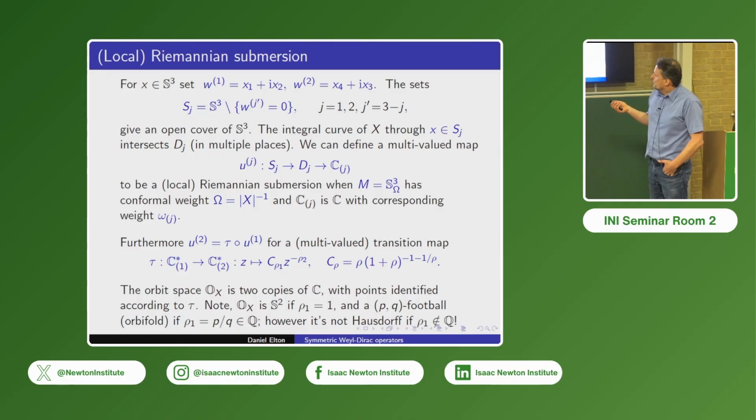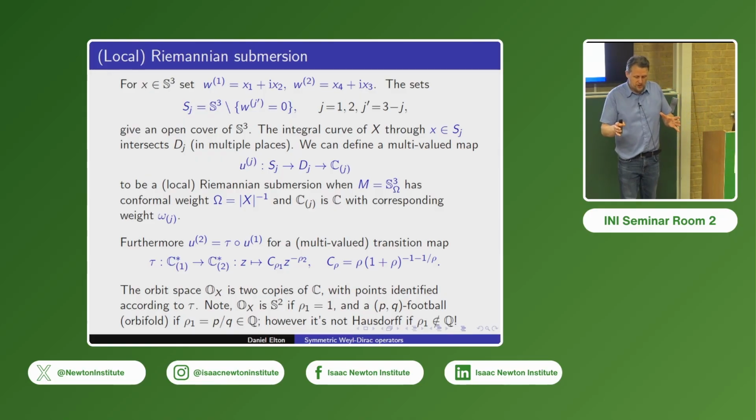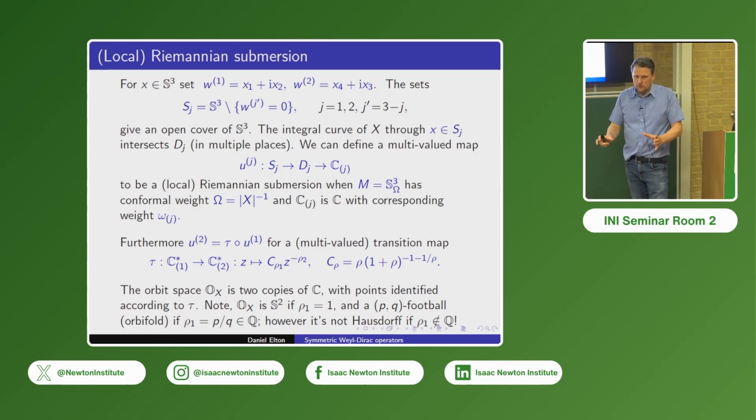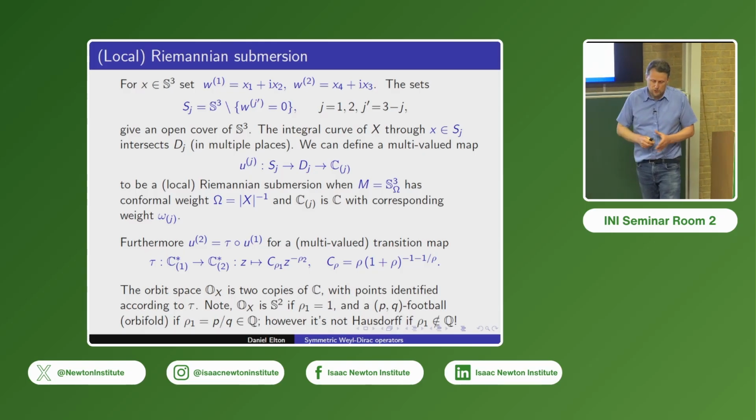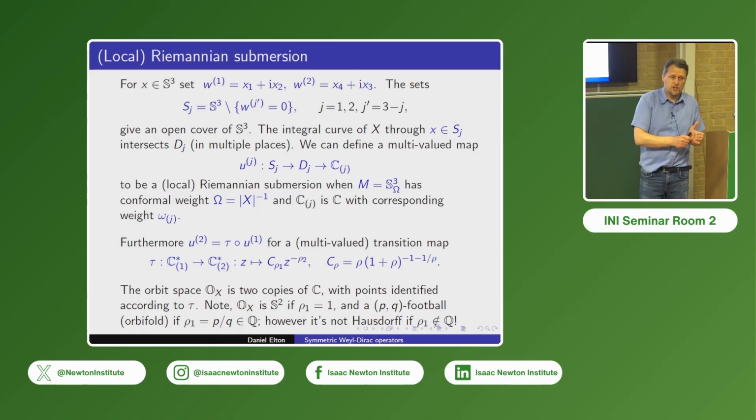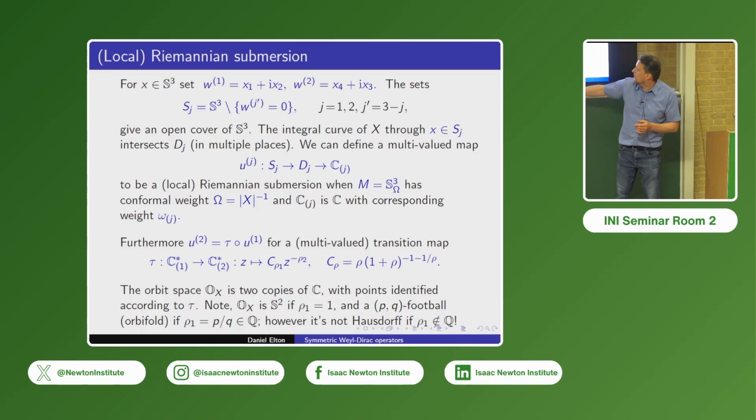Okay, and we have a transition between these two. So these you can think of as charts on S3. You can move between S1 and S2. You can project both of those down to the complex plane, with this local Riemannian submersion. And then you can switch between the two. If you take the same point that's in both S1 and S2, it goes down to two copies of the complex plane, but the move between them, the transition function, is just a power of z.